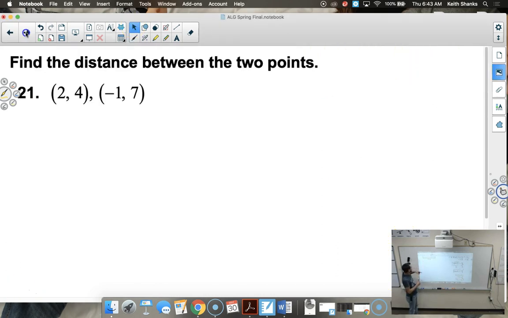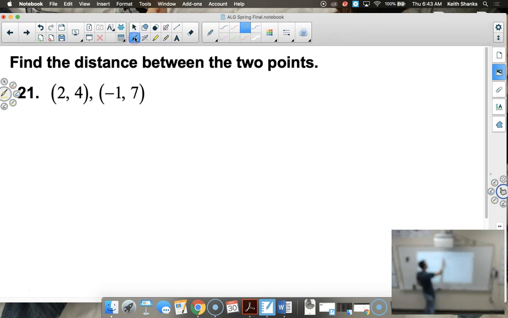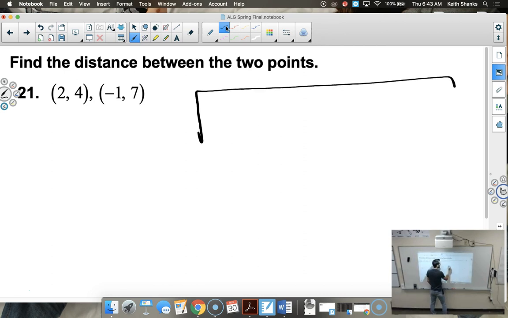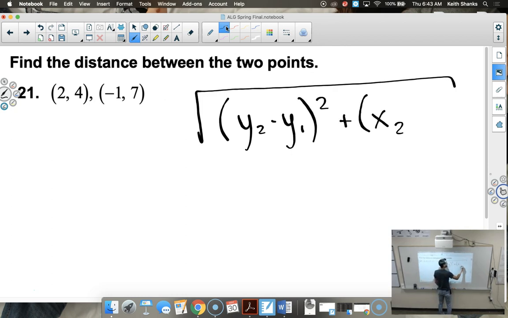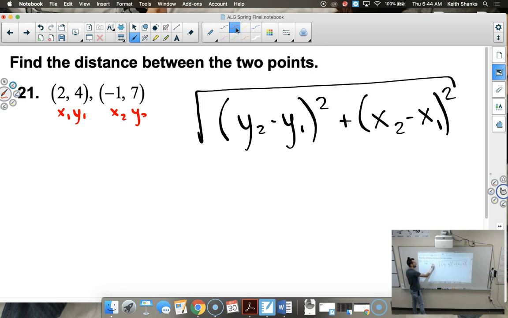All right, after that, we just have one more. It was distance, and I just wanted to remind you of the distance formula. Okay. I'm not going to actually solve this one. I'll let you guys do it, and you can check your answers with me. But the distance formula is y2 minus y1 squared plus x2 minus x1 squared, under a square root. Okay, that is the distance formula, and all you need to make sure you do is label these correctly. This is x1, y1, and x2, y2.